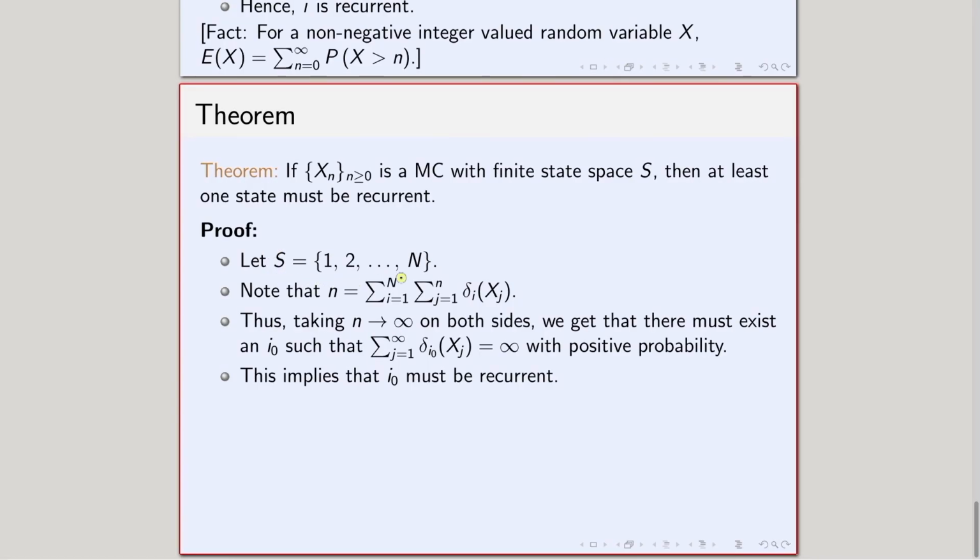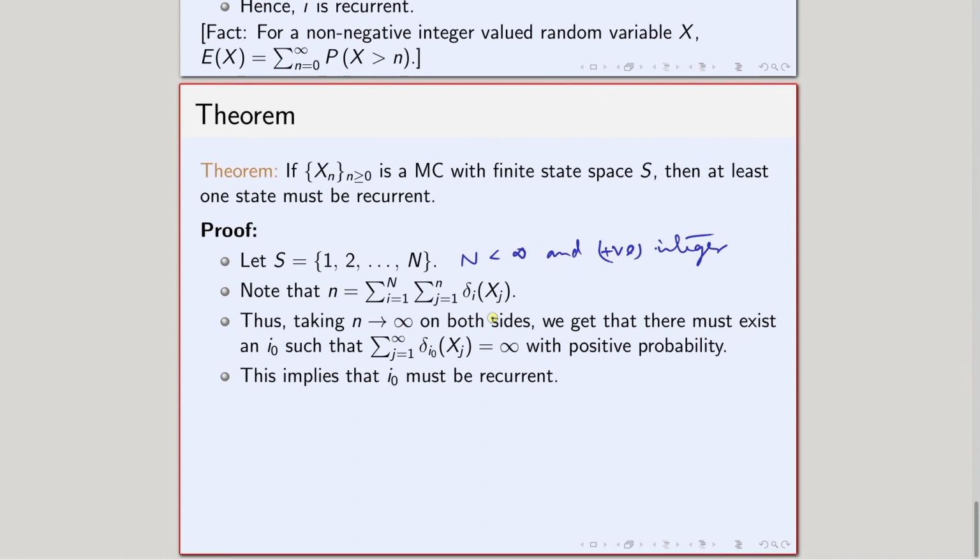Now, we will see how we can write this mathematically. So, the proof goes like this. Let us start with the state space given by this, where capital N is finite. Capital N is a finite positive integer. Okay, so that is our state space.